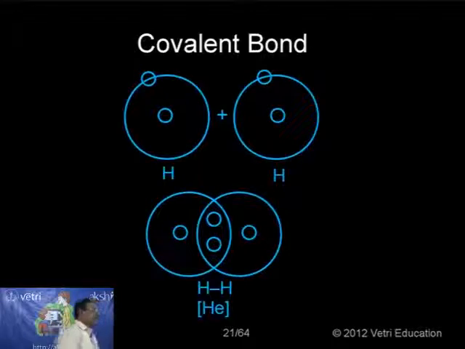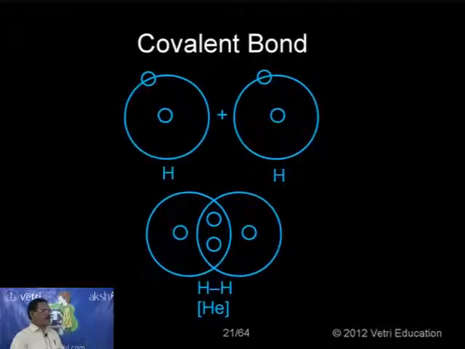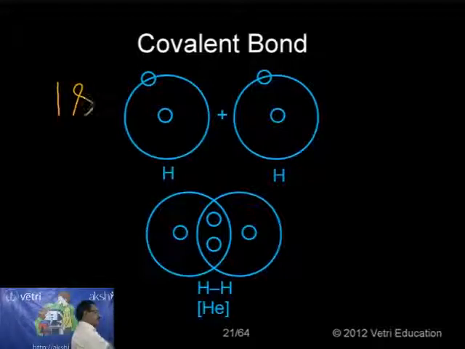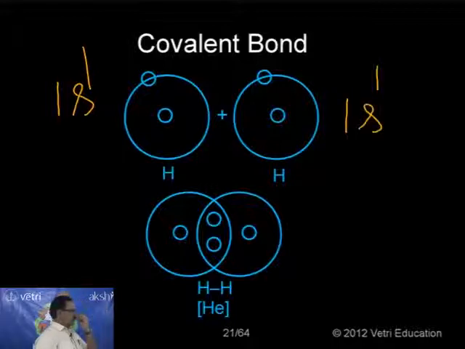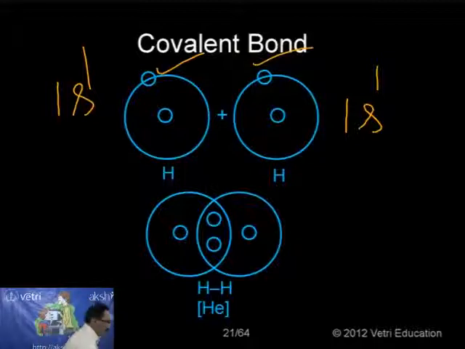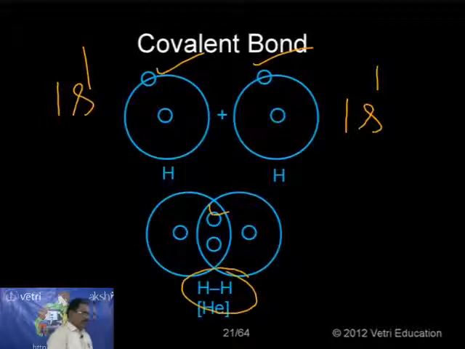One specific example I am giving here is hydrogen. The electronic configuration is 1s1, and here is another 1s1, two hydrogen atoms. The outermost electron is one electron in each. When you keep them here, this is the nucleus center, this is one electron and this is another electron. When they come in between, they are mutually shared, so a hydrogen bond is formed.